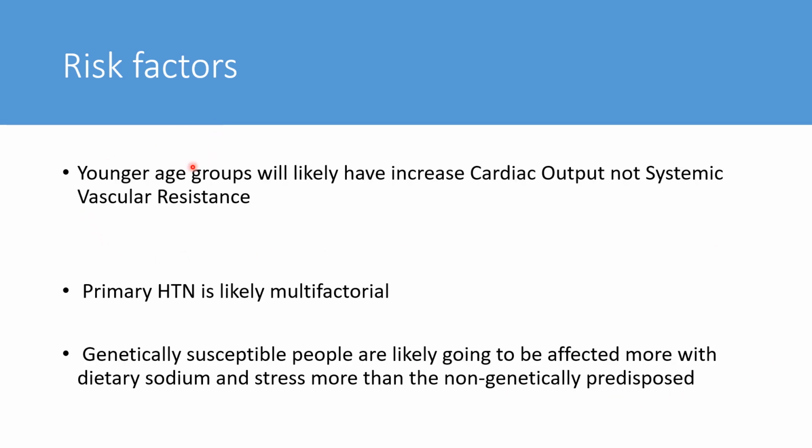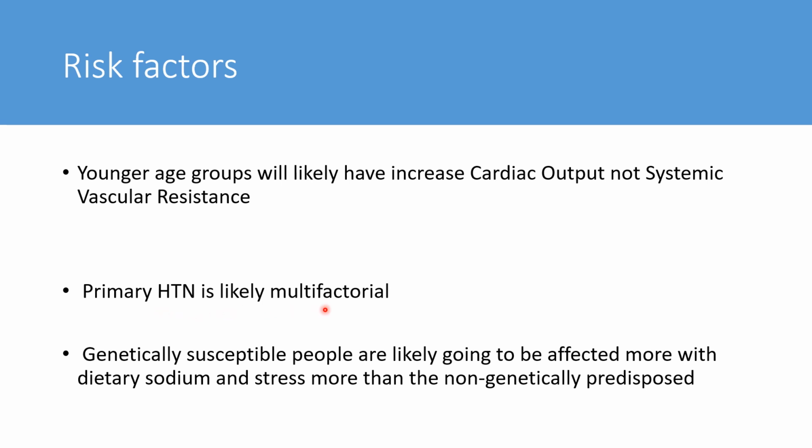Now, still on risk factors, younger age groups will likely have increased cardiac output, not systemic vascular resistance. When we come to pathophysiology, I will delve into that a bit; you could have increased cardiac output and systemic vascular resistance. In younger age groups, the problem is not systemic vascular resistance, it is cardiac output that might be their problem.